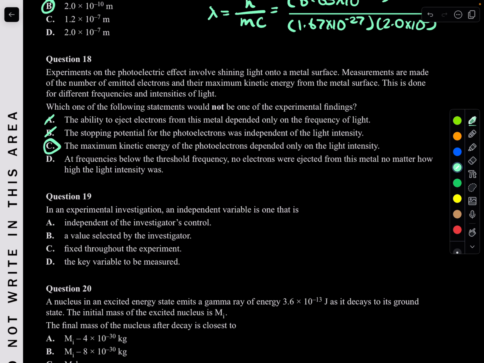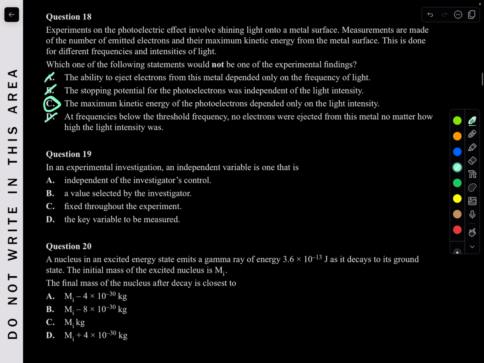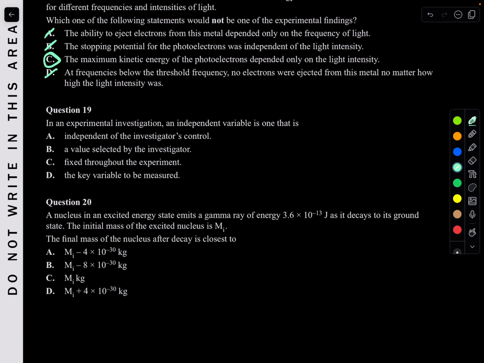At frequencies below the threshold frequency, no electrons were ejected from this metal, no matter how high the light intensity was. Beautiful. True. Yep, that looks good. So done. 19. In an experimental investigation, an independent variable is one that is what?